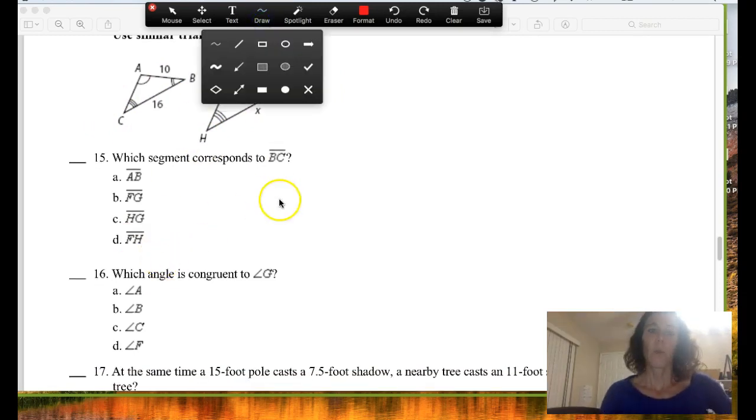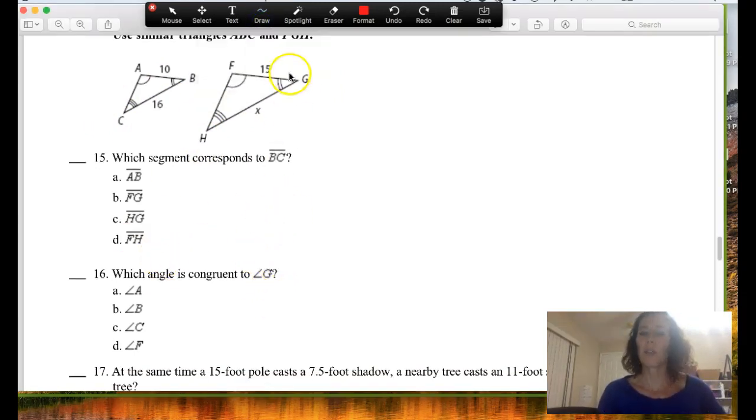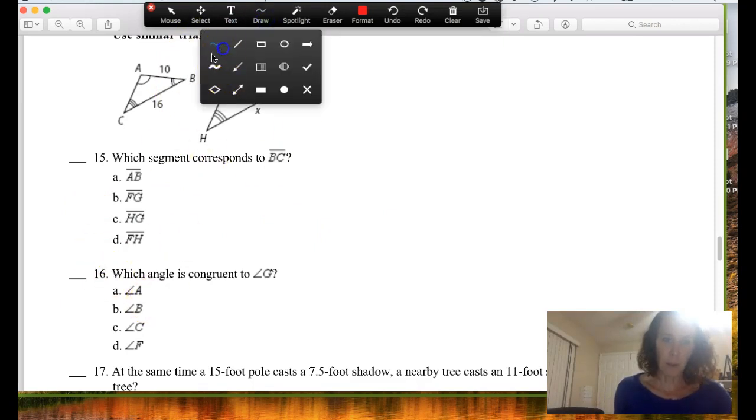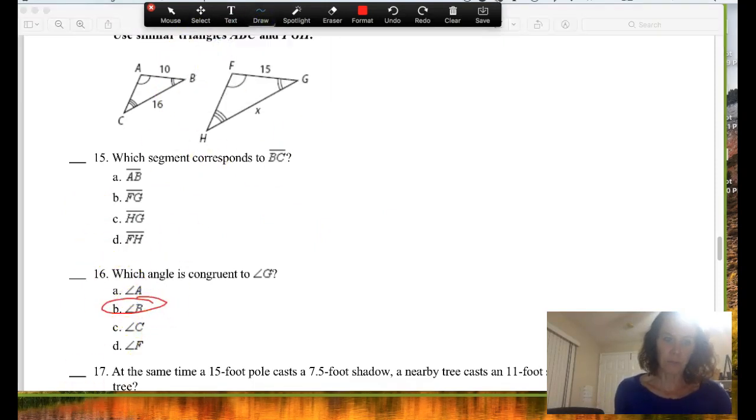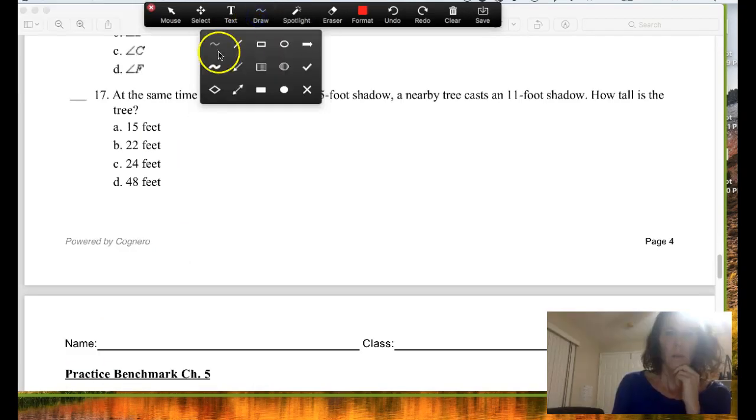All right. Which angle is congruent to angle G? Here's angle G. It has the 2 markings, so you look for the other 2 marking, and it's right here at B. So that would be B. That one is your congruent angle. All right, let's look at 17.